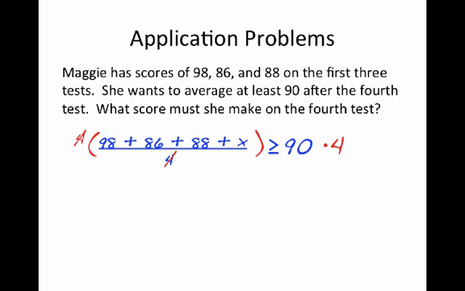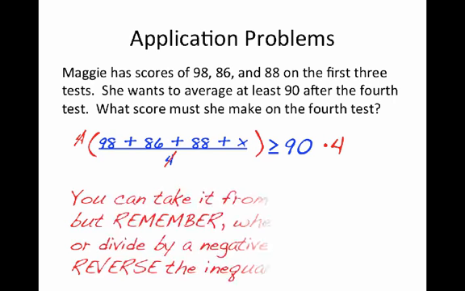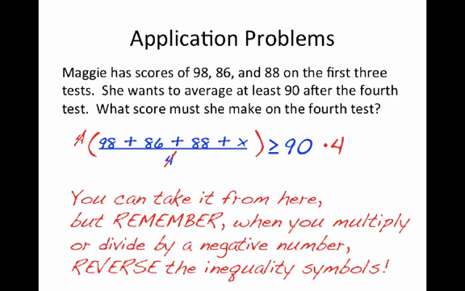So now you've got 98 plus 86 plus 88 plus x is greater than or equal to 90 times 4, which is 360. I think you can take it from here, but remember, when you multiply or divide by a negative number, reverse the inequality symbol.